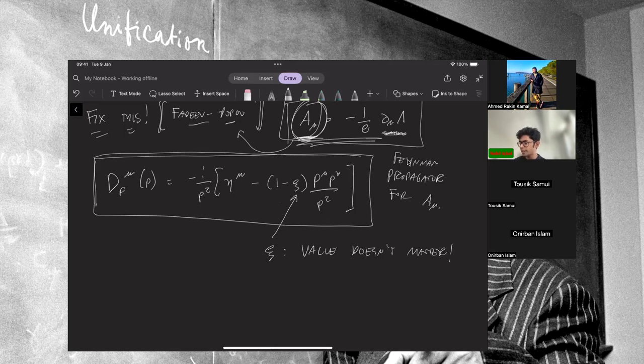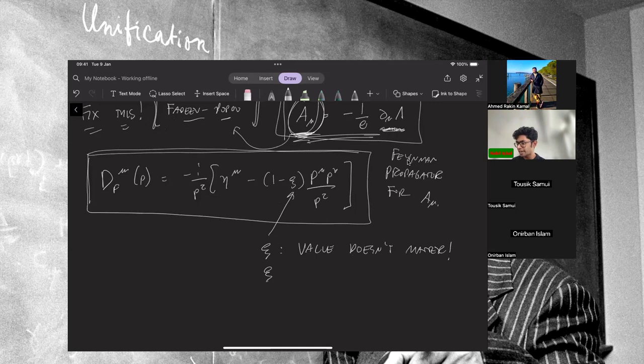You can set it to whatever you like. Normally I set it equal to 1 because then that kills this term and life is simpler. Notice this has a p squared over here. You should compare this to what you saw for the Klein-Gordon field, where you had an i over p squared minus m squared. That means that the m here is 0. There is no mass. The fact that it's just a p squared means that the particle associated with this field, which is of course called the photon, is massless.